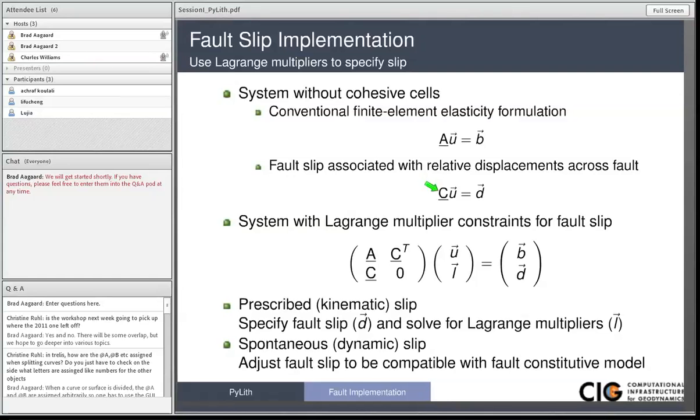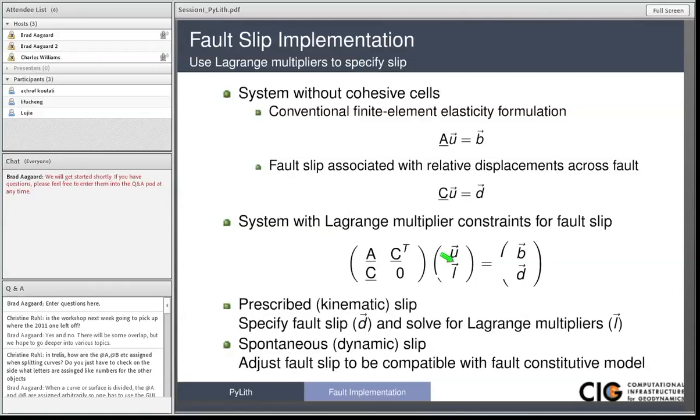And so we have an augmented system where we have our unknowns, our displacements, as well as our Lagrange multipliers. Our total A matrix for the system is composed of smaller matrices, our original A, the C transpose, which is essentially the direction cosines for the orientation of the fault, and then our displacements, Lagrange multipliers, our forcing function B, as we described earlier, and then our fault slip D. So here we specify the fault slip, we solve for the Lagrange multipliers, as well as the displacements.